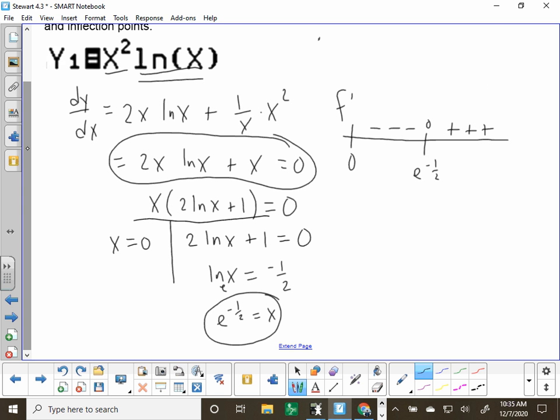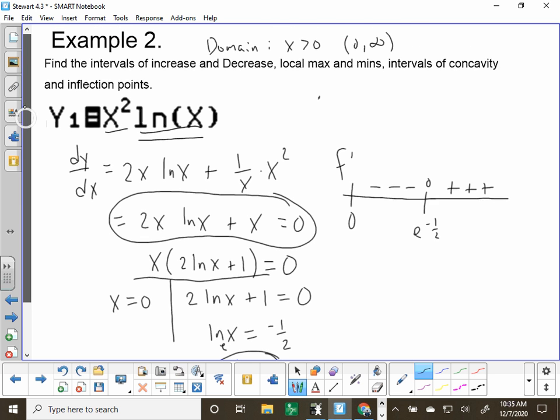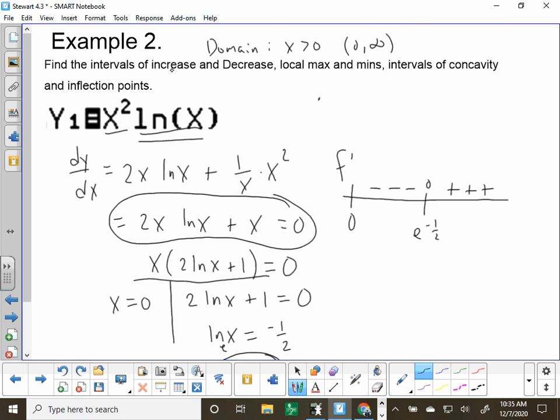So instead of writing these all out, just to shorten the video, I'm just going to tell them to you. So interval of increase, it's increasing above this number right here, decreasing below this number to 0, because after 0 doesn't exist. That's a local minimum because it's decreasing followed by increasing. And intervals of concavity come from the second derivative.